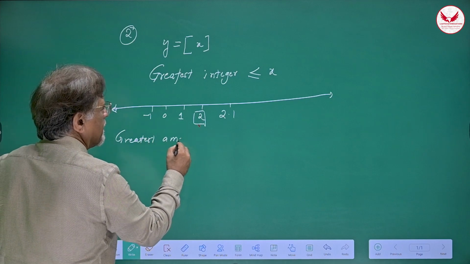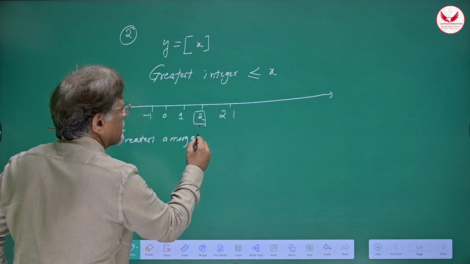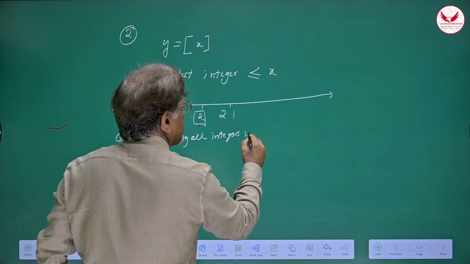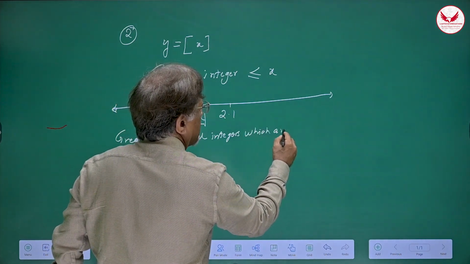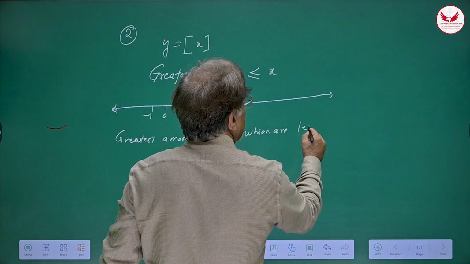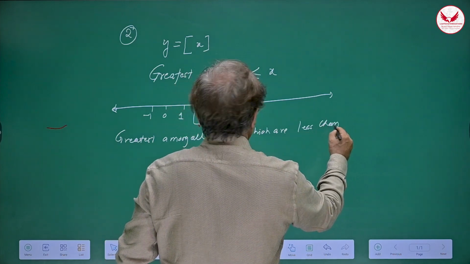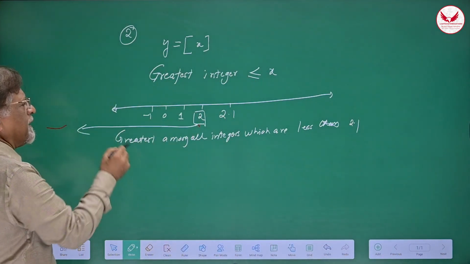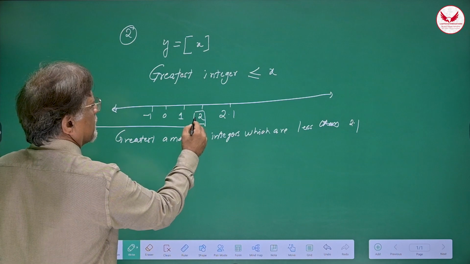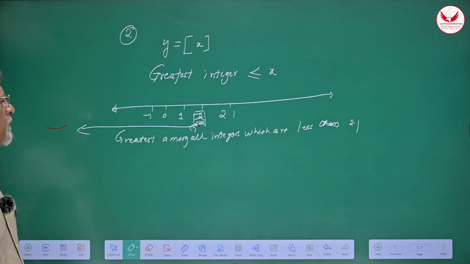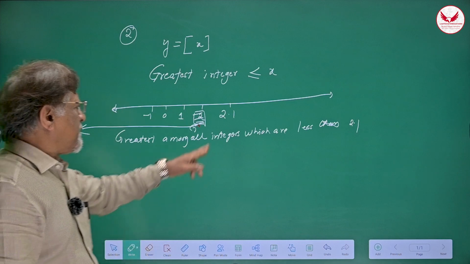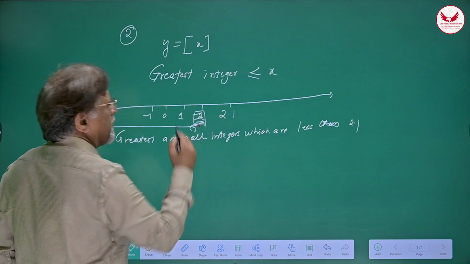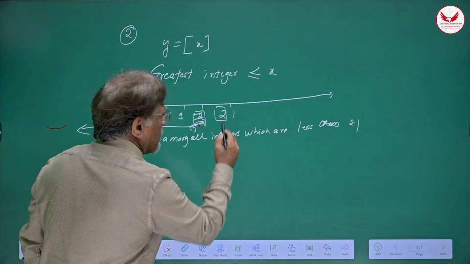So this is the greatest among all integers which are less than 2.1. Correct? So all these integers are less, but among them, this is the greatest. Yeah, this stands out. This is the greatest. So you can always say that it is an integral part of x, because this number is made up of two parts, a fractional part and an integral part. So this is the integral part of x.